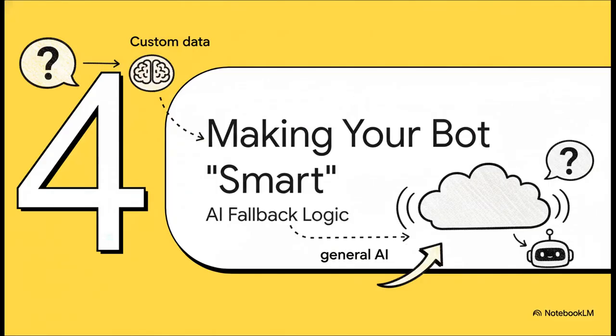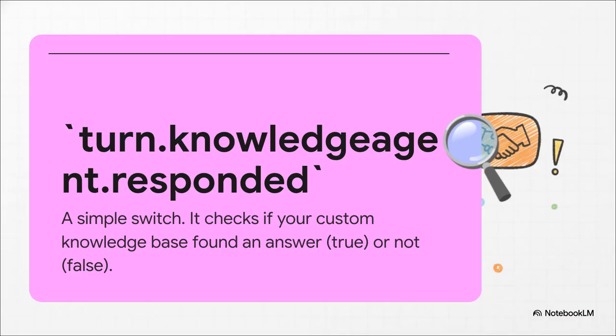Okay, this is where things get really clever. What happens if a user asks a question that isn't in our custom data? We don't want the bot to just say, I don't know. So what we're going to do is teach it to fall back on a general AI, kind of like the one that powers ChatGPT, as a backup brain. So to make this all work, we use this little command right here.